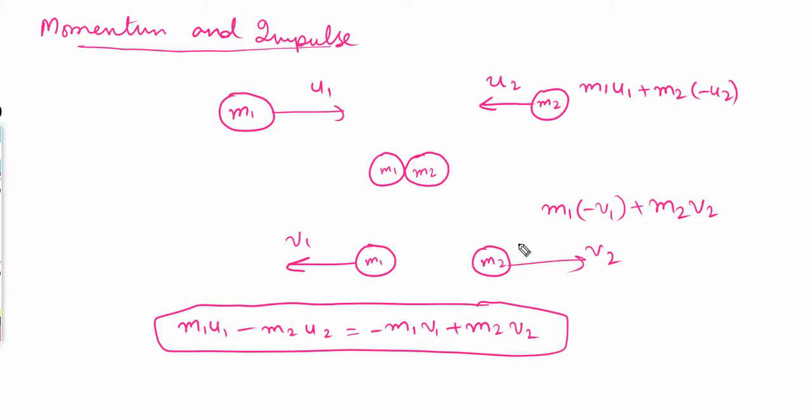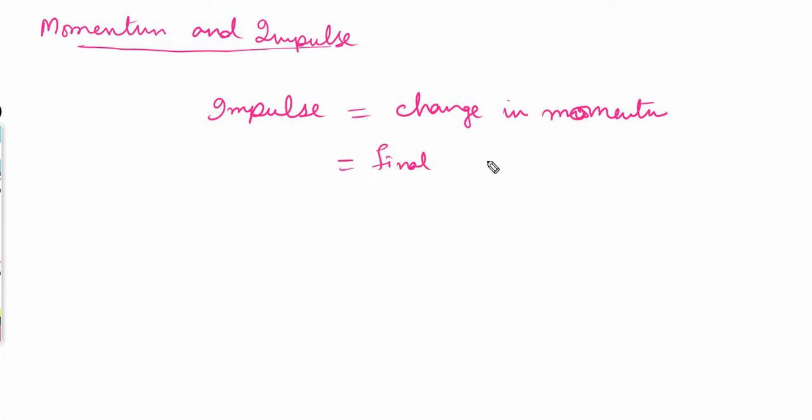After the conservation of momentum, let's discuss the concept of impulse. The concept of impulse is nothing other than the change in momentum. So impulse is simply the change in momentum, which means impulse will be the final momentum minus the initial momentum. Final momentum of an object minus initial momentum. This is simply an impulse.